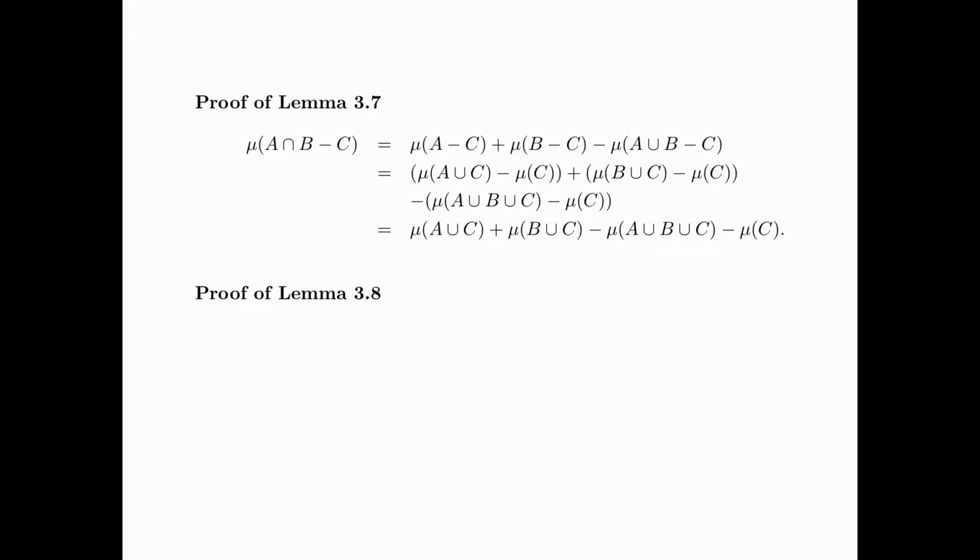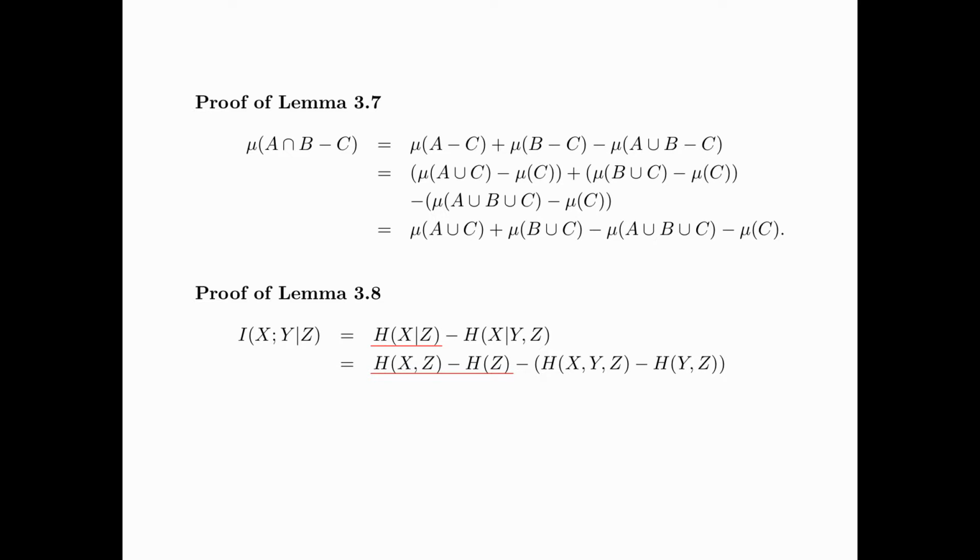Now we prove Lemma 3.8. I(X;Y|Z) is equal to H(X|Z) − H(X|Y,Z), where H(X|Z) is equal to H(X,Z) − H(Z), and H(X|Y,Z) is equal to H(X,Y,Z) − H(Y,Z). Upon rearranging the terms, we have H(X,Z) + H(Y,Z) − H(X,Y,Z) − H(Z).